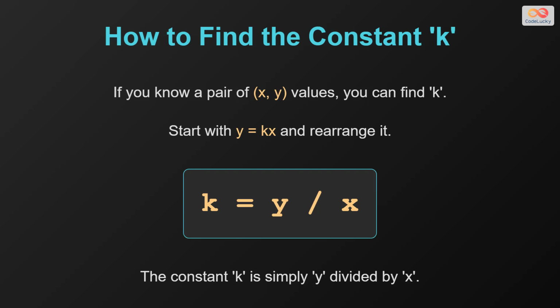If you are given a corresponding pair of x and y values, you can easily find the constant, k. By rearranging our original equation, we get a new one. K equals y divided by x. This simple division gives you the constant of proportionality.